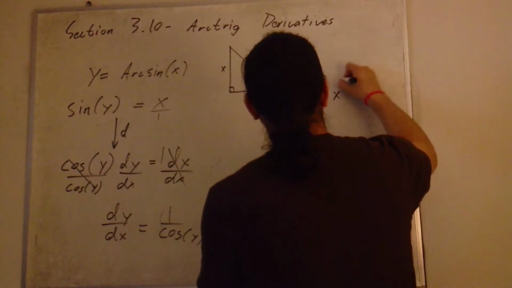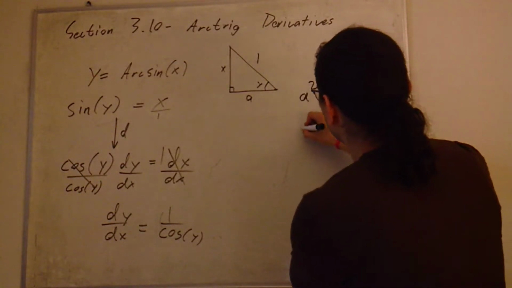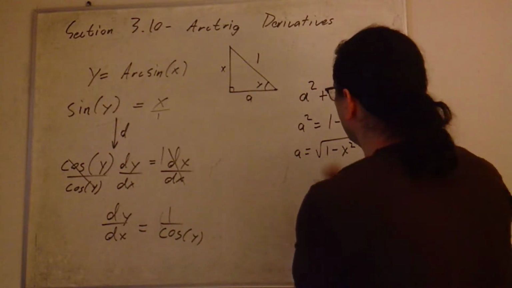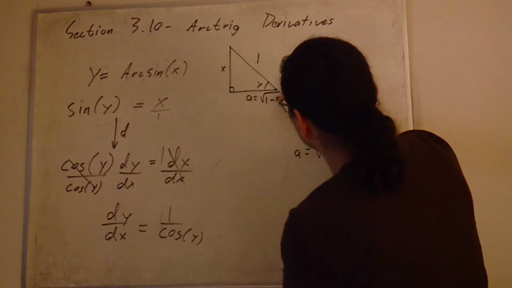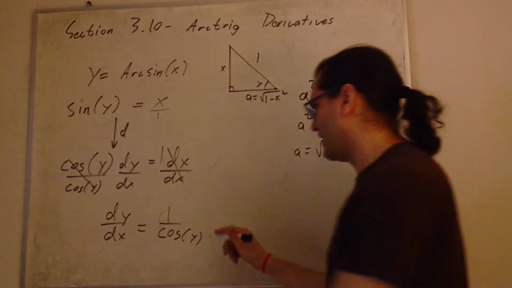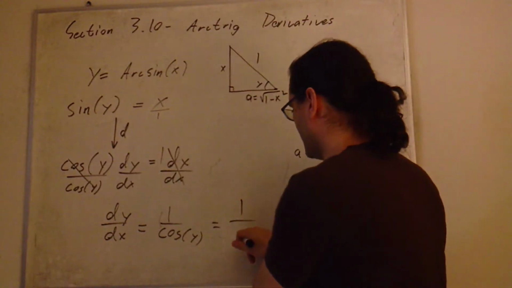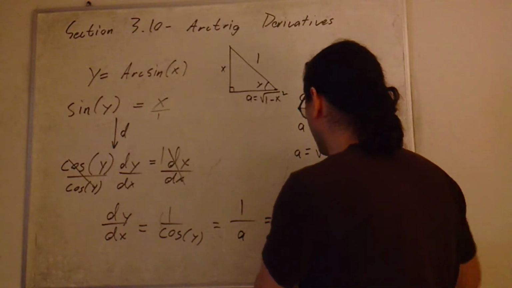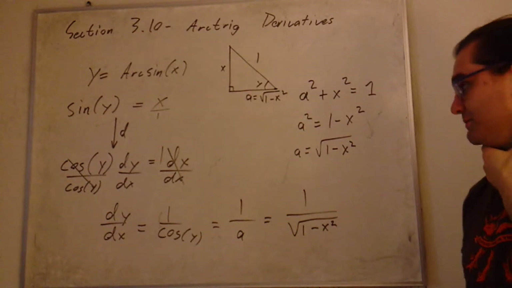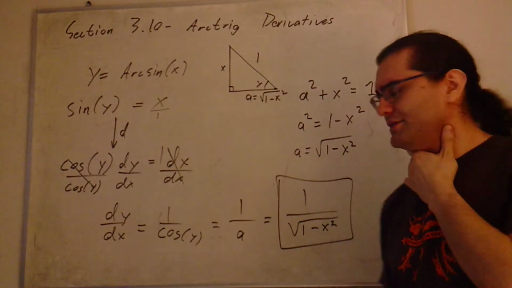I know that a squared plus x squared is 1, which means that a squared is 1 minus x squared, and a is the square root of 1 minus x squared. That's what this length is. The square root of 1 minus x squared. That's a. A is this cosine. Cosine of y is adjacent over hypotenuse. That's a over 1, so that's a. So ultimately this is 1 over the square root of 1 minus x squared. That's the derivative of the arcsine. Probably not what you were expecting, but here we are.